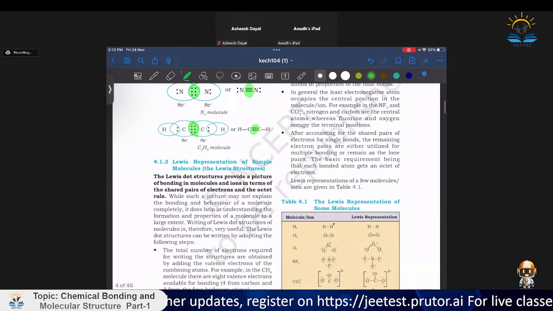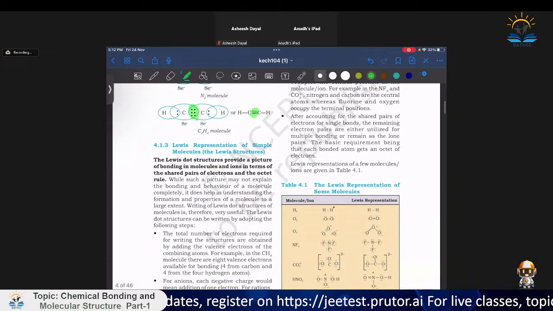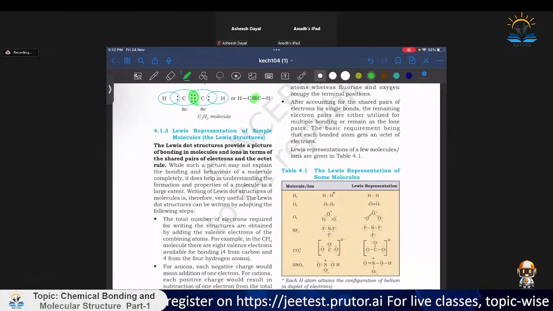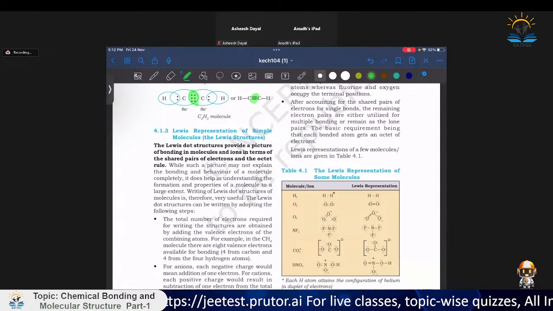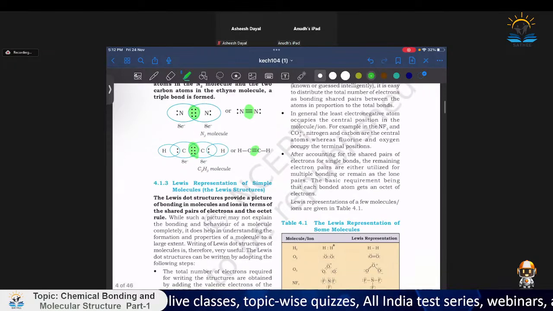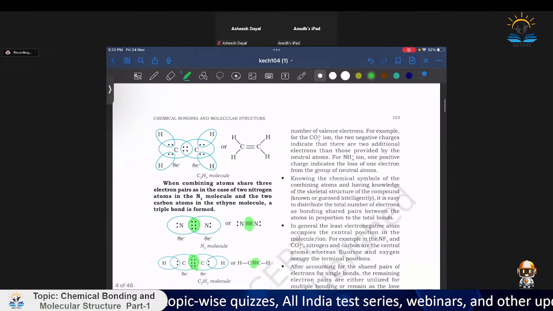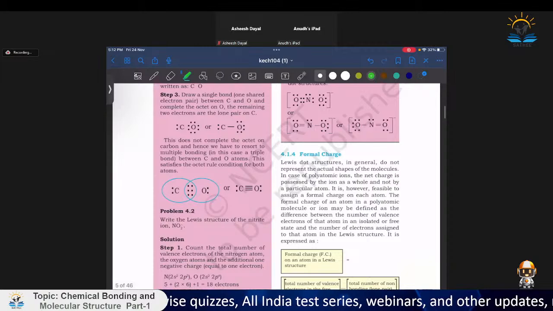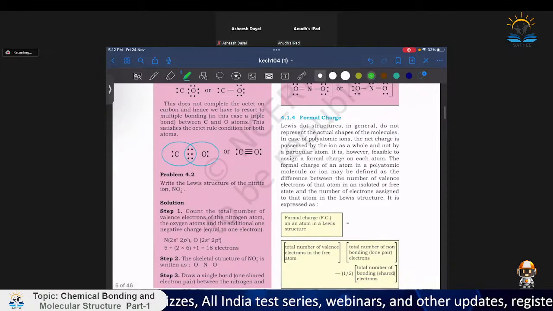Let us move forward. Now we'll go to the Lewis representation of simple molecules, which is the Lewis structure. We'll just simply learn a few terms. We'll see how electronegativity works and how charges are distributed.